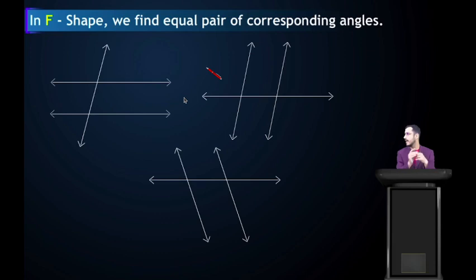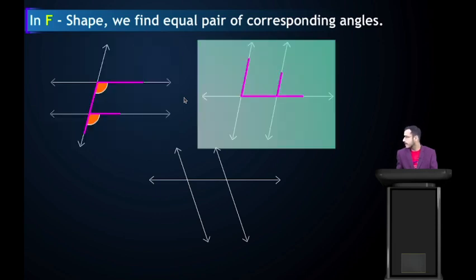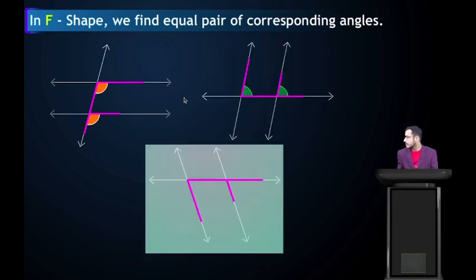Now in F shape, we find equal pair of corresponding angles. So here you can see F shape. In this case, both the angles are in F shape. And third one, like this. So equal pair of corresponding angles are formed in F shape.